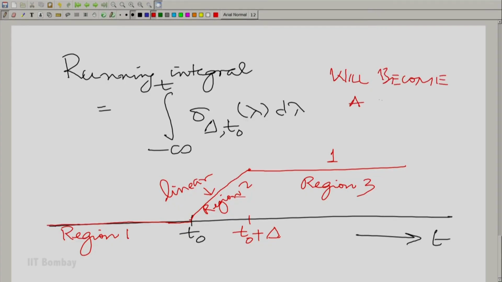And now that we have drawn this, it is obvious what is going to happen as we start reducing that width towards 0. The running integral is going to go to a unit step. So, it will become a unit step at t0 as delta tends to 0. So, I have made a very important conclusion in this little discussion that we have had. The running integral of a unit impulse is a unit step located at the same point where the unit impulse lies.